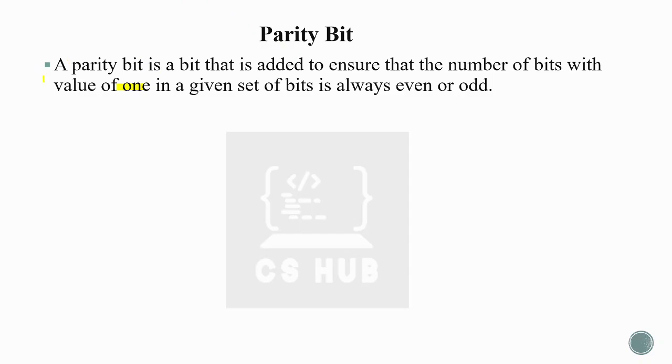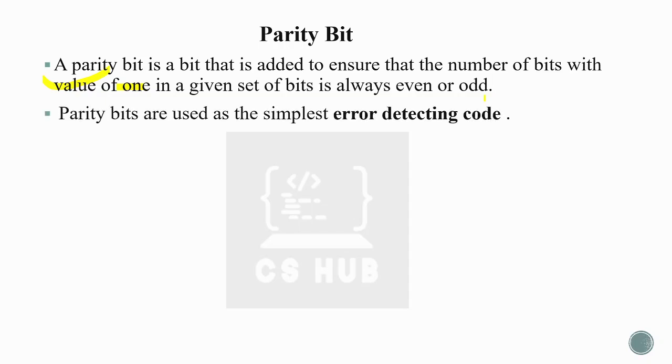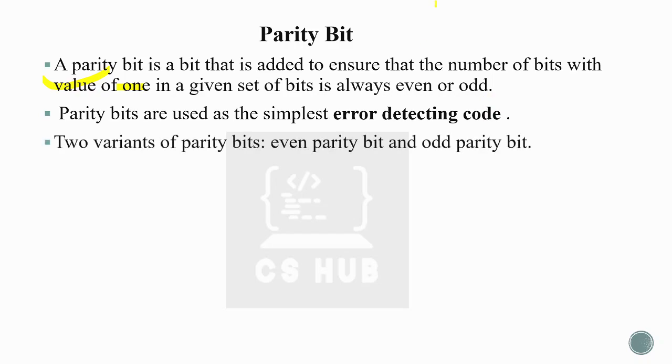A parity bit is a bit that is added to ensure that the number of bits with value 1 in a given set of bits is always even or odd. Parity bits are used as the simplest error detecting codes. We have discussed two strategies, error detecting and error correcting. We are discussing the first strategy, error detecting codes, and parity bits are used as the simplest error detecting codes. Two variants of parity bits are even parity and odd parity.